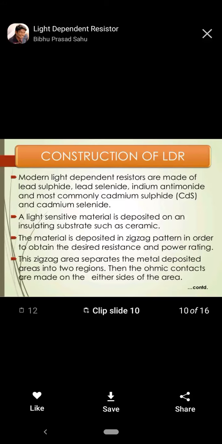In this session, I will discuss the light dependent resistor. So let us see the construction of LDR.